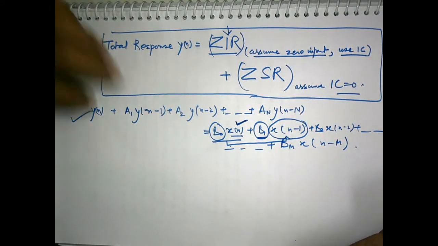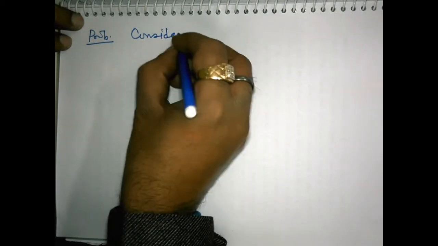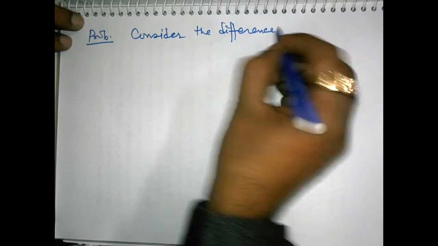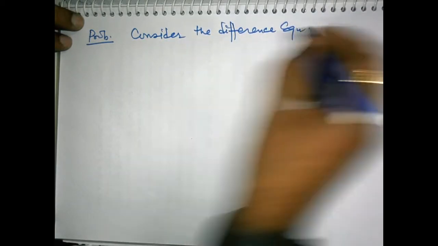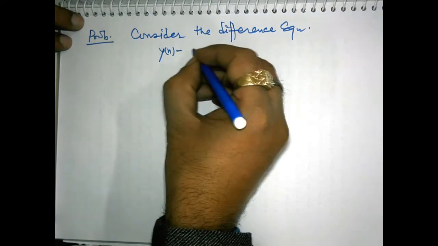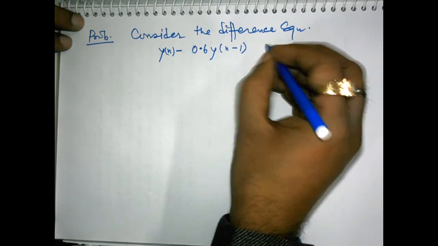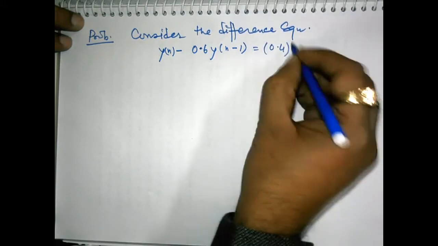So first of all, we will take some simple example that we have already solved using natural response and forced response method. So we will tackle those equations over here once again. Suppose we have a problem, consider the difference equation yn minus 0.6 y n minus 1 equals 0.4 to the power n.